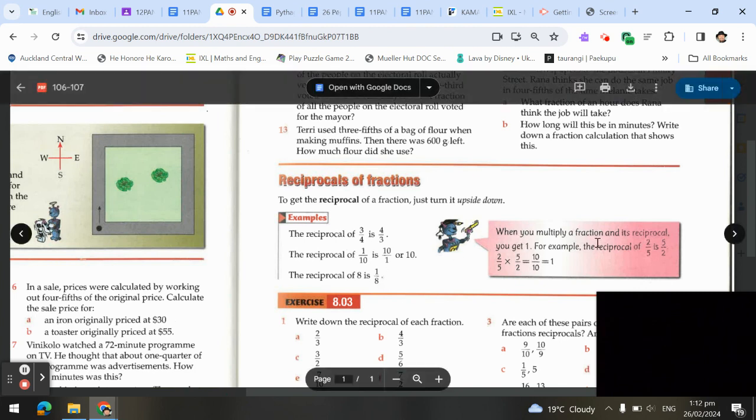Okay? When you multiply a fraction and its reciprocal, you get 1. For example, the reciprocal of 2 over 5 is 5 over 2. Those multiply to 10 over 10, which is 1.